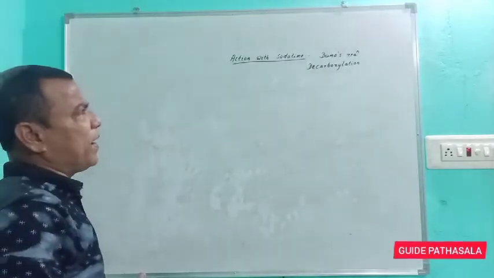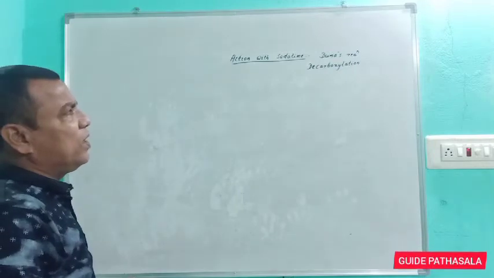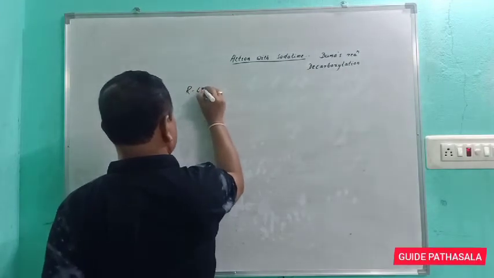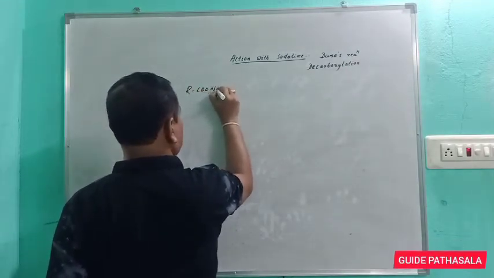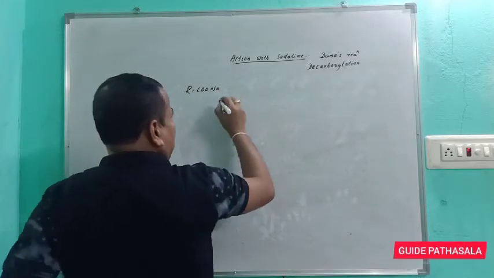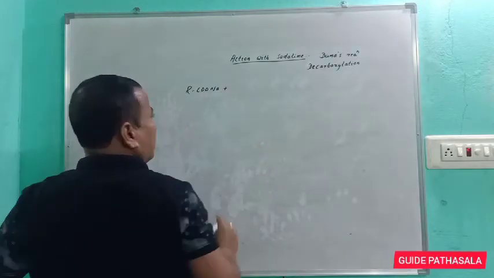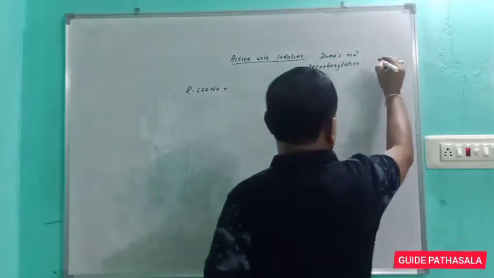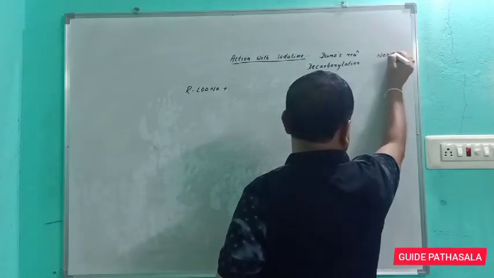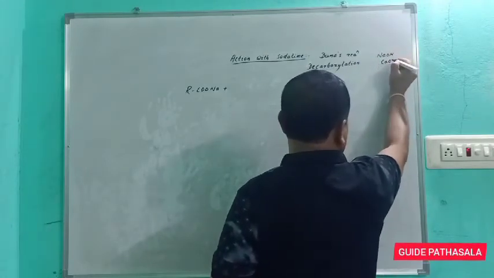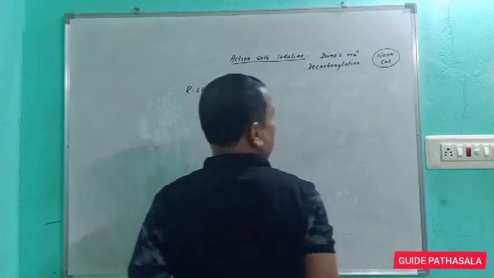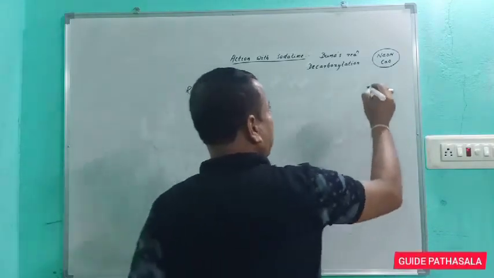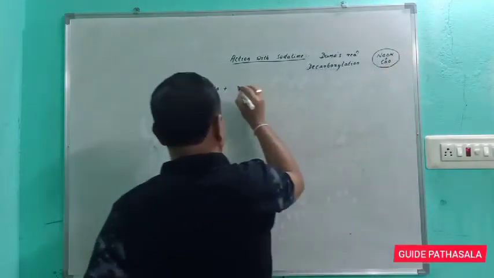When the sodium salt of a carboxylic acid, RCOONa, is heated with soda lime, which is an equimolecular mixture of soda and lime. Soda means sodium hydroxide and lime is calcium oxide. So soda lime is an equimolecular mixture of sodium hydroxide plus calcium oxide.